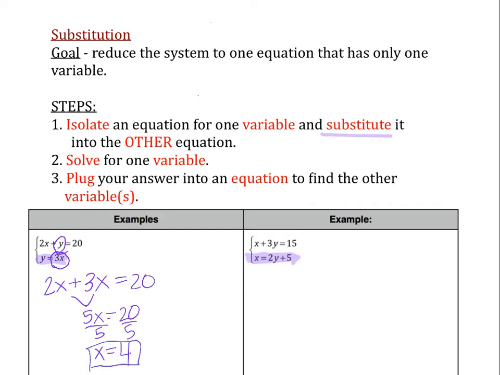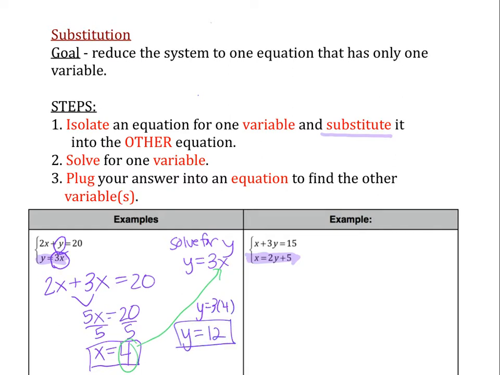With systems of equations, in my problem, I have two variables. I have x's and y's. So I'm not done until I solve for both variables. In order to find the y value, I can pick either equation. I'm actually going to pick the second equation because it's a lot easier to work with. So if I have y is equal to 3x, I'm going to take this 4, and I'm going to put it right in there for x. So I have y is equal to 3 times 4, and then my y is equal to 12. So my final answer for this problem is x is equal to 4 and y is equal to 12.